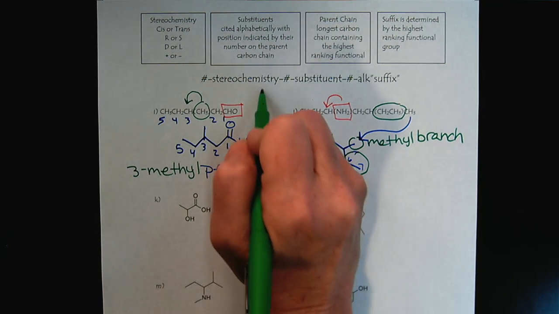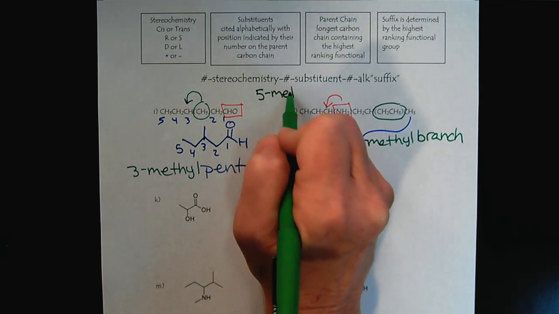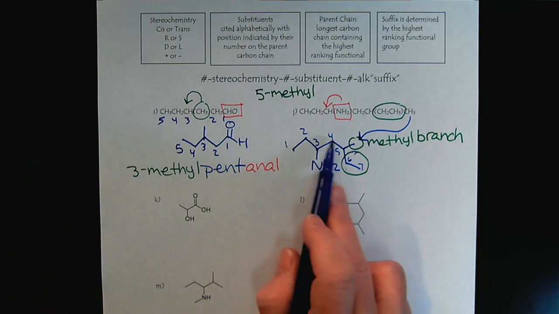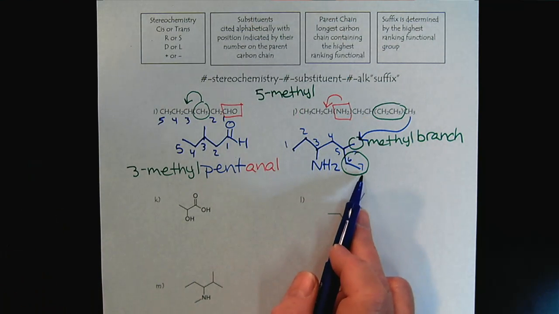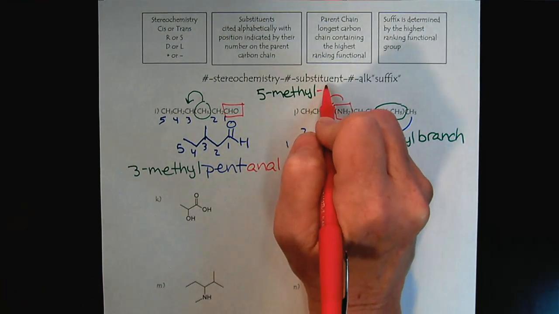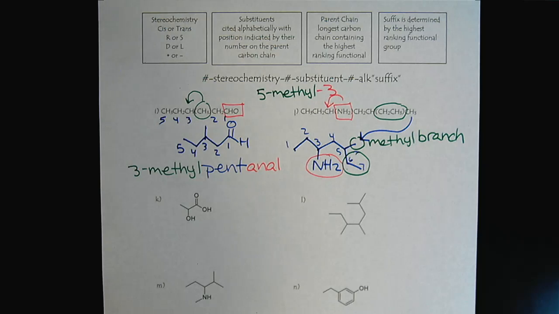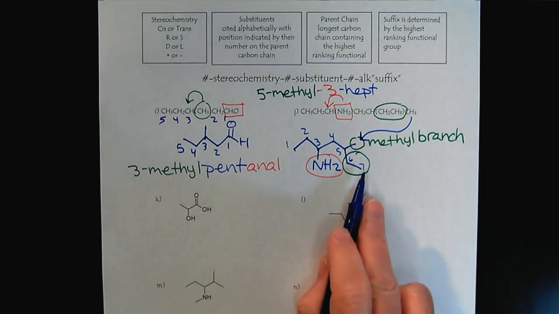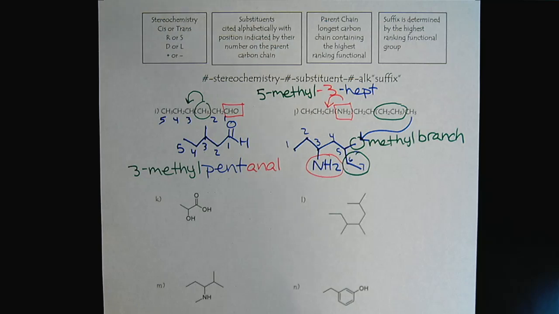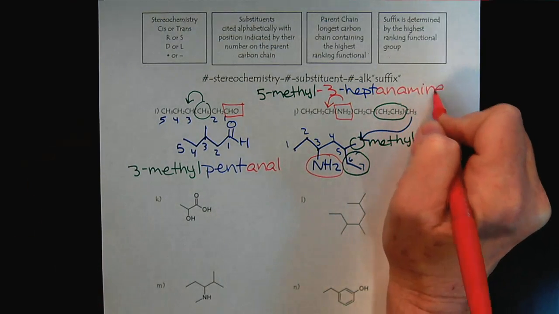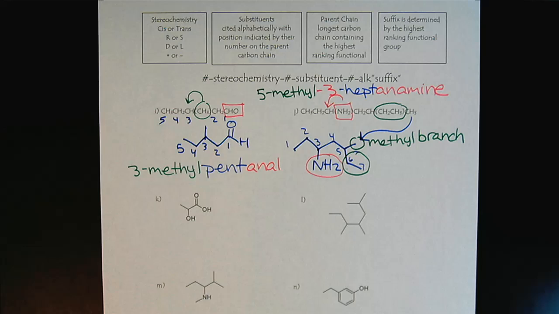we have a 5-methyl. And then we see that our longest continuous carbon chain is a 7-carbon chain. And we have an amine coming off of carbon 3. So we would put a 3 there, and then we would put our hept to recognize the 7 carbons, and then an amine. All right, there we go.